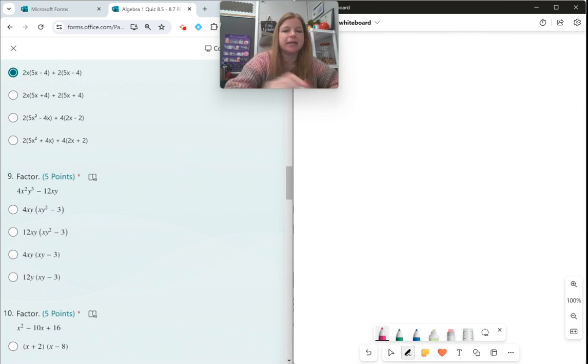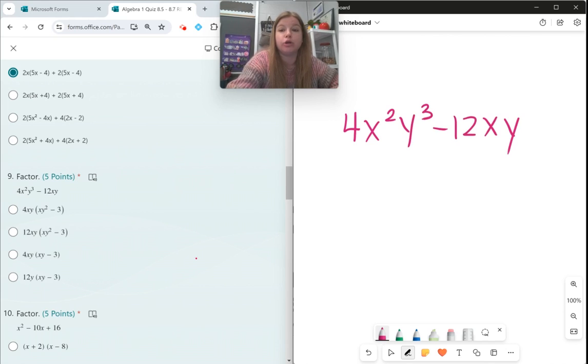Number 9, factor. Okay, so we learned that when we're factoring anything in any form, it has to be the greatest. If we don't factor out the greatest, it's not completely factored. So here, the GCF of 4 and 12 is 4. If you say 2, it's a common factor, but it's not the greatest. So 4. Then I look at x squared and x. I can factor an x out of both of those terms. And if I have y to the third and y, I can factor out a y from both.